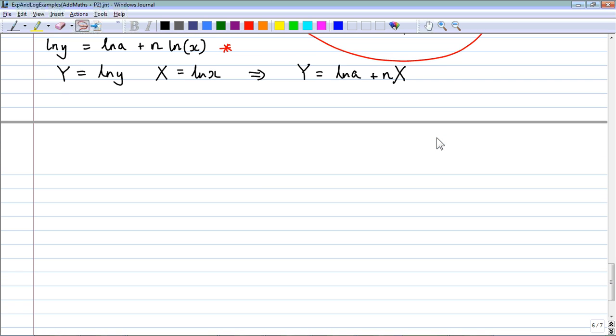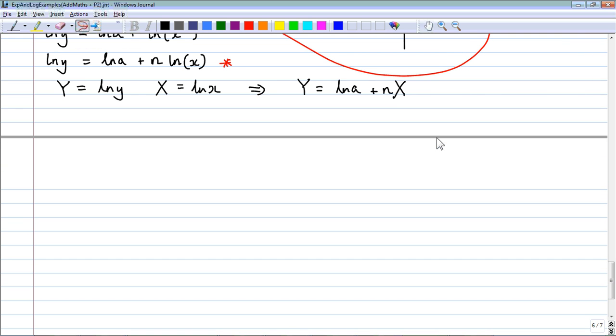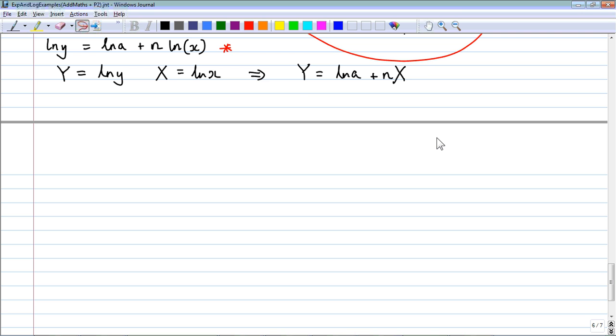So you have a think about that question. What's the gradient? And so looking up here, what's the gradient and what's the intercept? So now I'm going to draw the graph a bit more carefully.